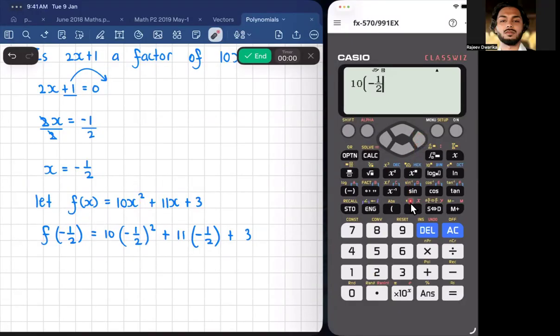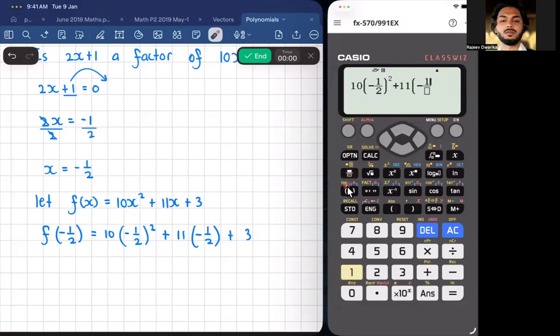Then you're going to close the bracket. Then to square it, you're going to press the x squared button. You with me? Yes, sir. And then you're going to press plus 11. Then you're going to open up a bracket, press minus, and then press the fraction button.